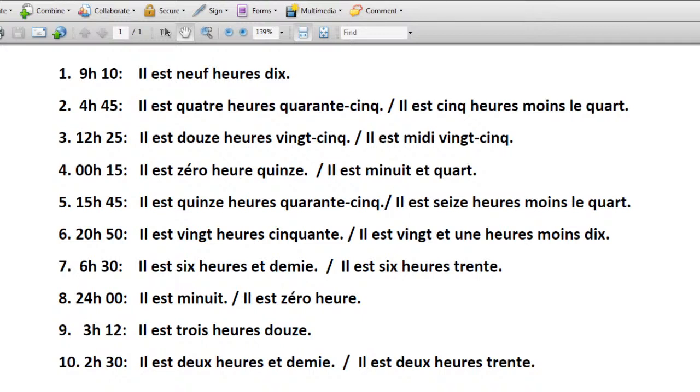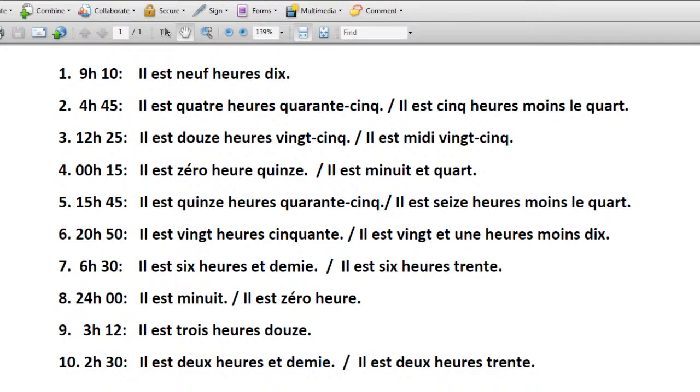12:25. Il est 12 heures 25. 12 o'clock, 12 heures 25. We can also say il est midi 25. 12 is noon here because the French way of saying is a 24-hour pattern. So we get it as noon and we are saying il est midi 25. Il est 12 heures 25.